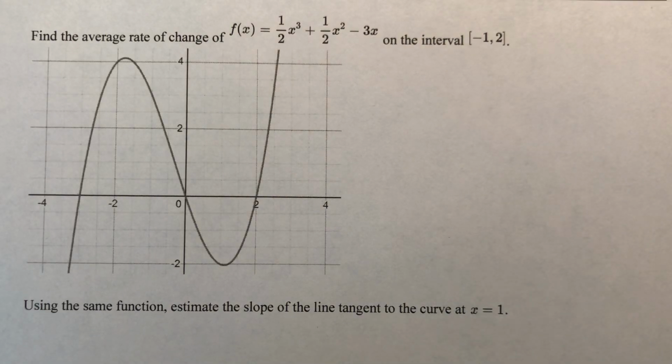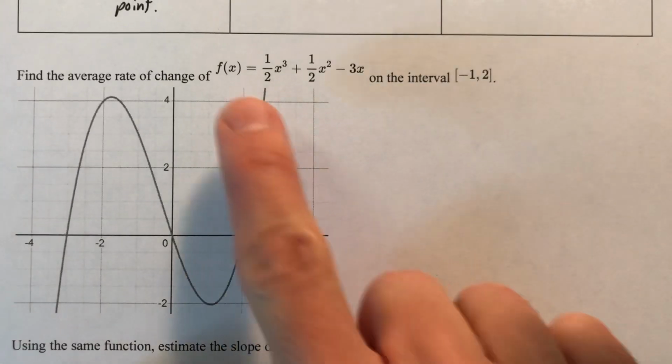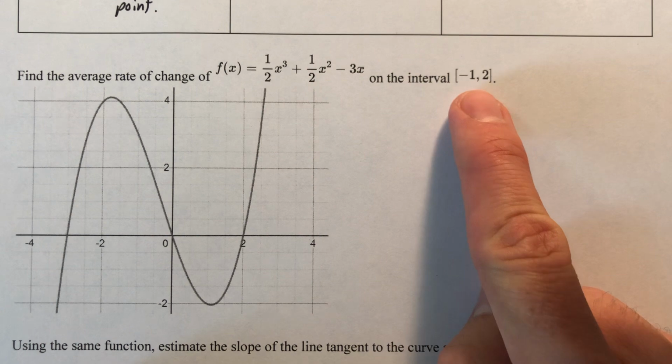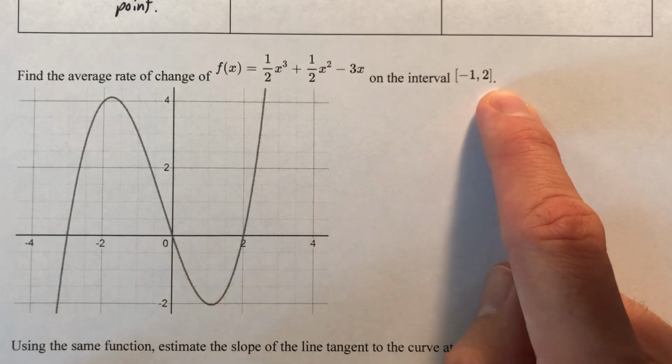Check out this problem. Find the average rate of change. Stop right there. What's an average rate of change? It's the slope between 2 points of that function on the interval from -1 to 2. Okay, I think I can do that.